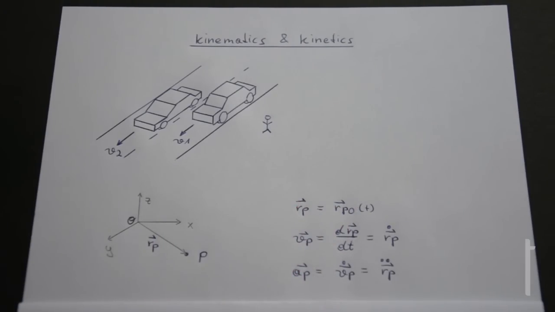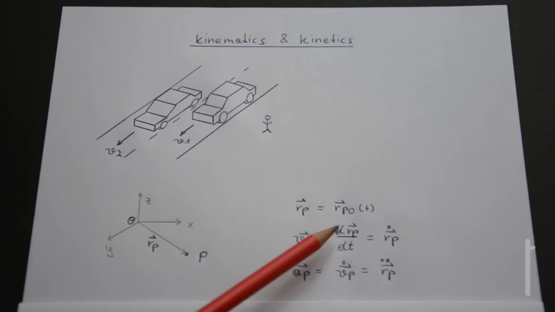which I come. Now, if point P is moving, then the vector RP is not constant anymore, but depending on time. So it's RP of t. Because the more time passes, the bigger or smaller RP will be. And in that case, I can derive the positioning vector with respect to time, and I get the velocity Vp of point P. Again, a word to the notation.